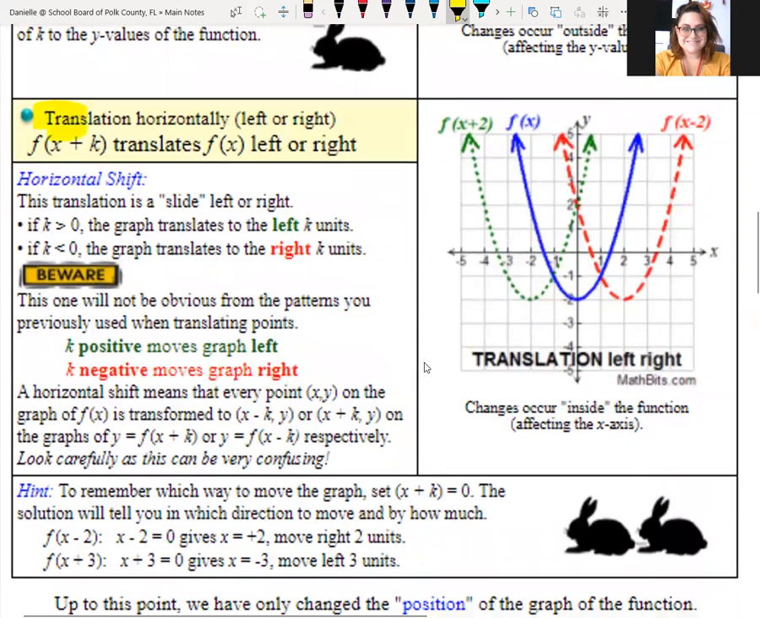Now when we come down to moving left and right, this right here is really important. A positive, so if I have x plus 2 squared, that means I move to the left. And minus 2 is to the right. Again, we're going to call that x squared. This one would be x minus 2 squared and x plus 2 squared.